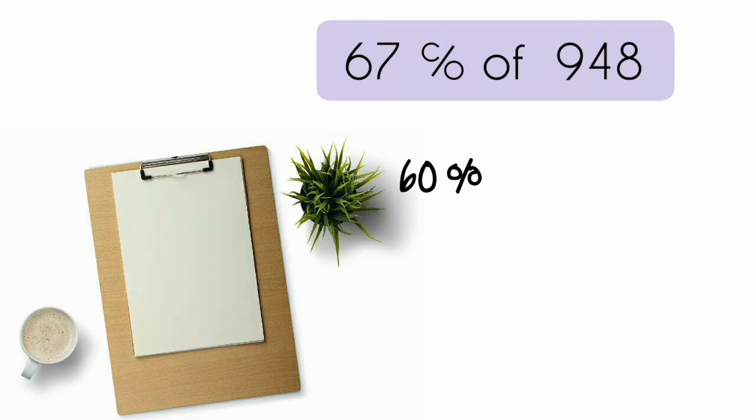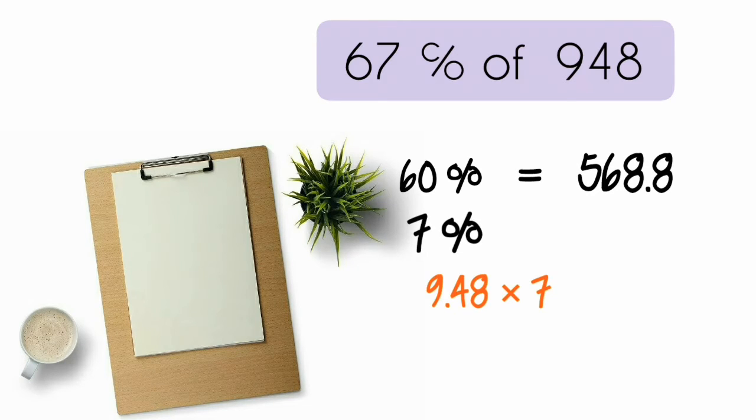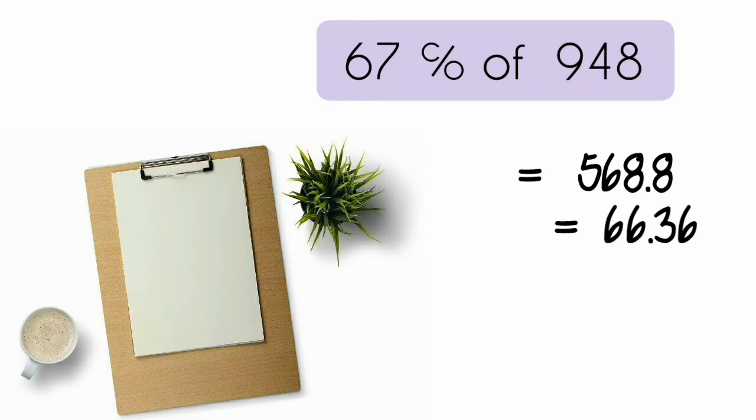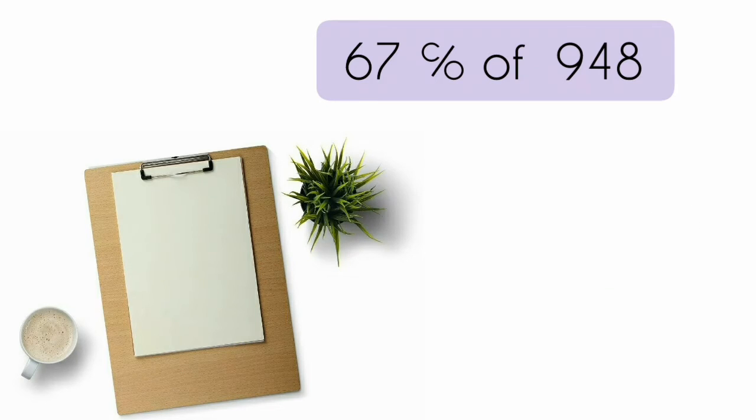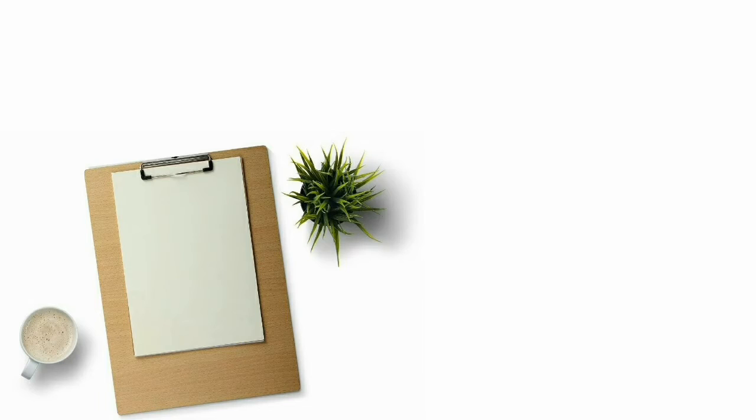Let's take another example to be more clear. We have to find the 67% of 948. First we find the 60% and then we find the 7% of that number. We multiply the 10% by 6, we get the 60%, and the 1% is 9.48. We multiply it by 7 and we get the 7%. And then add the numbers and we get the 67% of 948. If you want, you can find the 70% of that number and then subtract the 3%. This can also be done in that way.